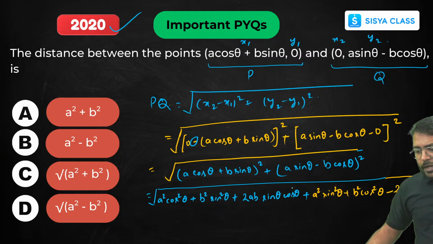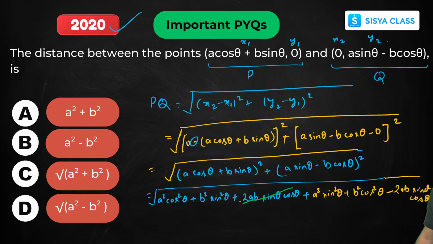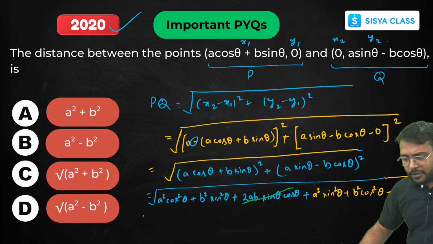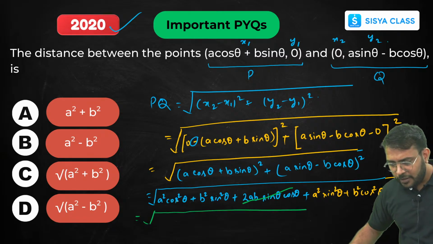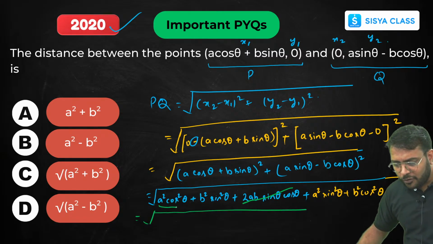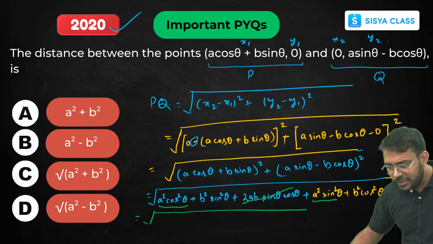ऑल राइट. सर क्या कैंसिल होगा? प्लस 2ab sin theta cos theta किससे कैंसिल हो जाएगा? माइनस 2ab sin थीटा cos थीटा से कैंसिल हो जाएगा. ठीक है. अच्छा, बचेगा क्या? आपके पास बचेगा a स्क्वायर cos स्क्वायर थीटा और a स्क्वायर sin स्क्वायर थीटा.